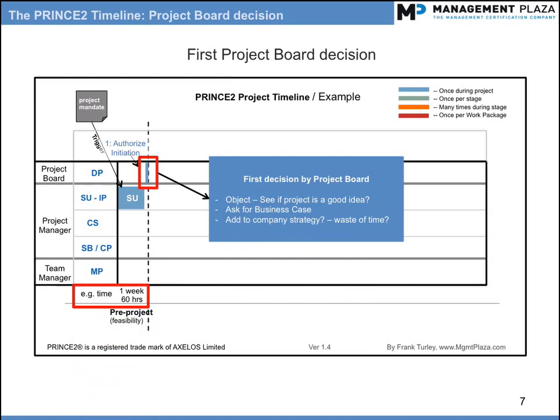Timing. The starting up a project process can be very short compared to the rest of the project. In this example, the project is about 8 months long, and it shows that the SU process is about 1 week. Note, these figures are just to give you an idea and will differ from project to project.